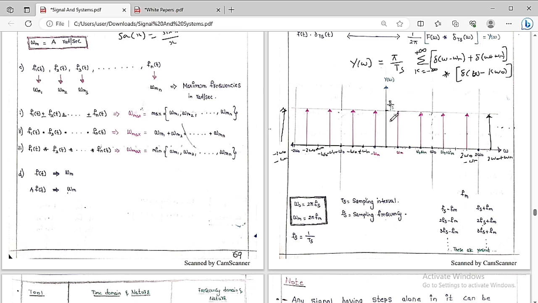So now, in the positive frequencies, I want to know what frequencies are present. You can see this is fm. This is fs minus fm, fs plus fm. Similarly, 2fs minus fm, 2fs plus fm, and it goes on like that. Therefore, the frequencies present in the signal Y of omega are fm, fs, fs minus fm, fs plus fm, 2fs plus fm, 2fs minus fm, 3fs plus fm, 3fs minus fm, and so on. These are going to be present.